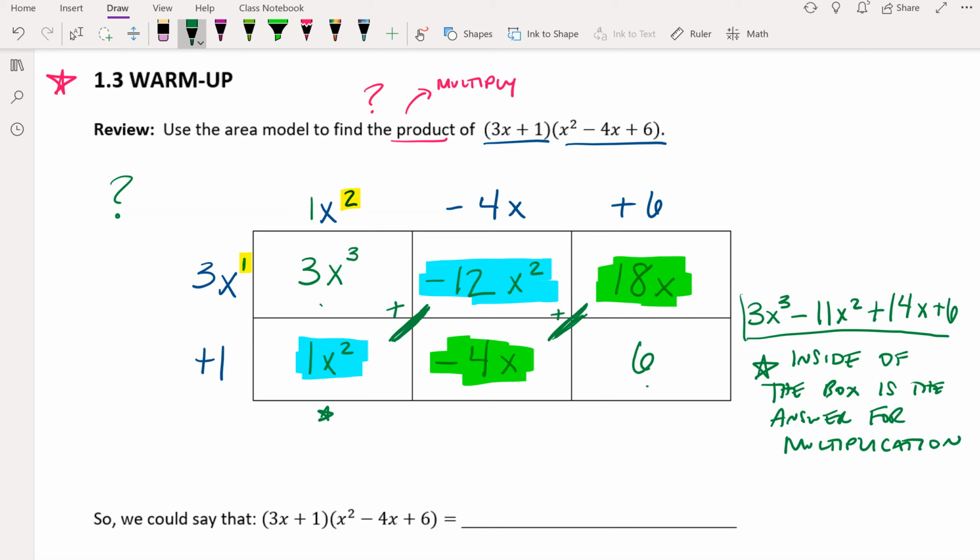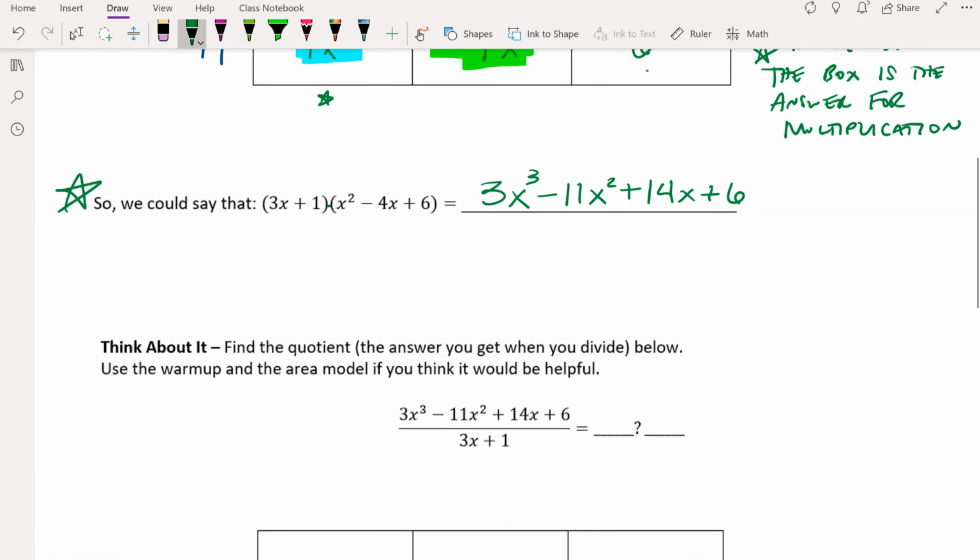All right, so since this is our answer, we are now going to write that down here. We could say that 3x plus 1 times x squared minus 4x plus 6 equals, and it's the inside of the box, that's your answer for multiplication, 3x cubed minus 11x squared plus 14x plus 6. Sweet. Okay, that was a little warm-up. Now we're going to do a think about it.